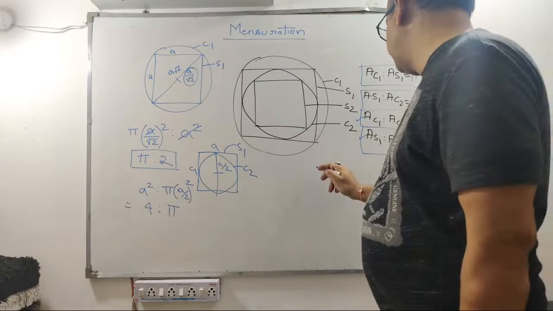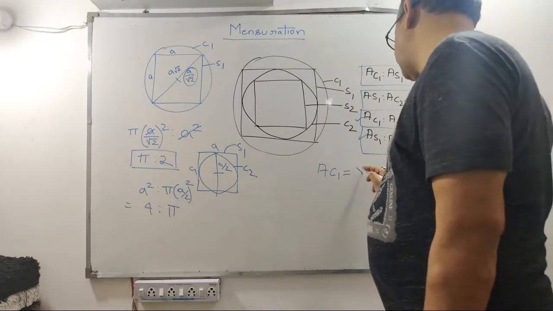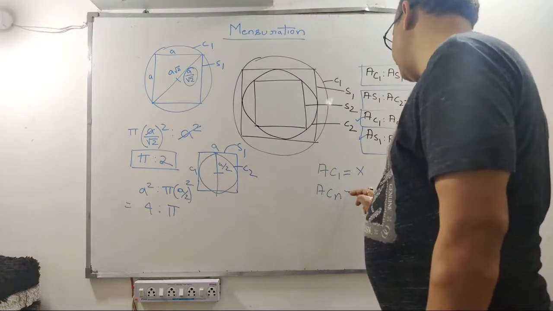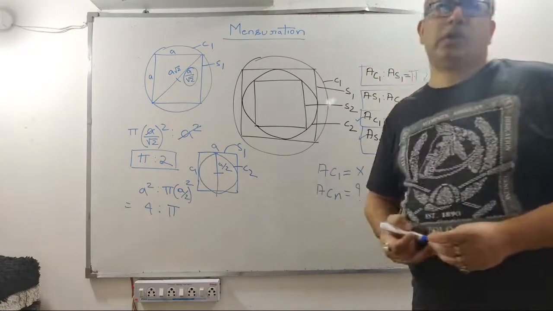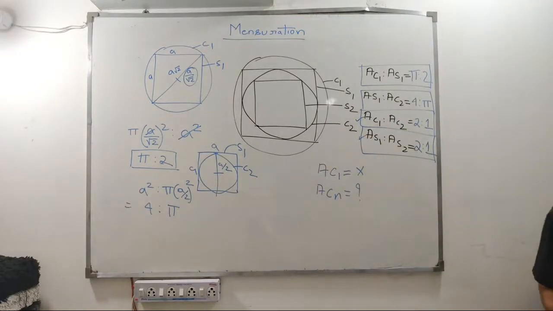So the next question for me is, if area of circle 1 is x, what will be the area of circle n? अगर area of circle 1 x होता है तो area of circle n क्या होगा? बताइए.